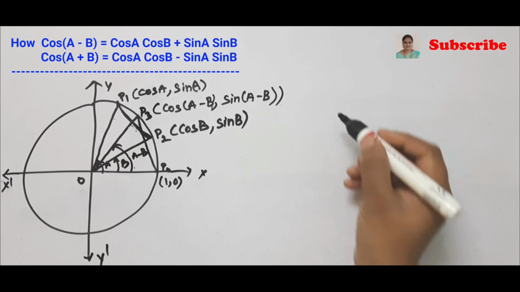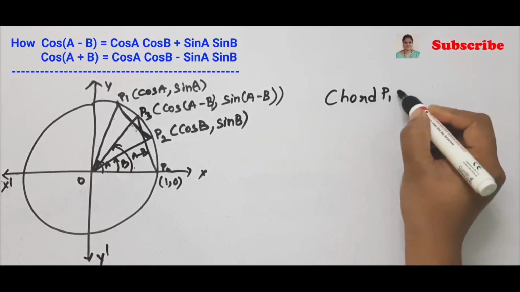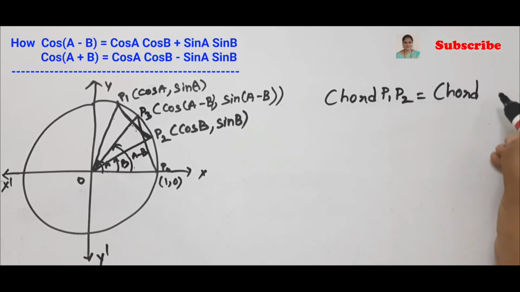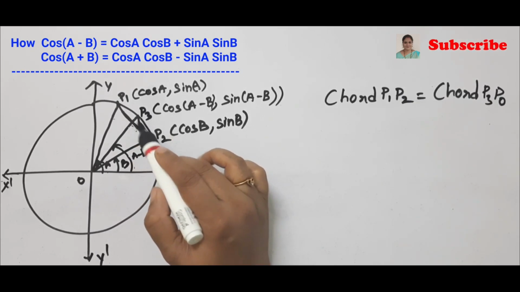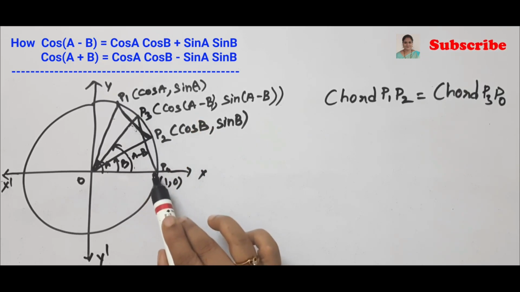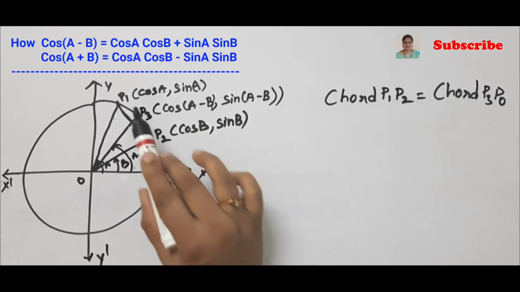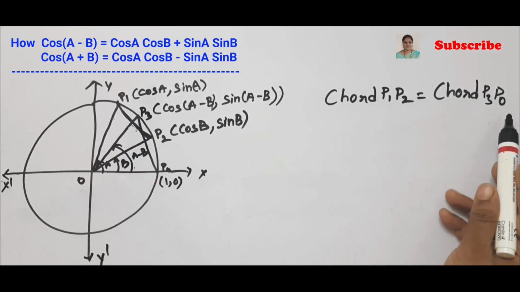So chord P1 P2 is equal to chord P3 P0. This is one chord, is it not? P1 to P2, we have drawn one line segment, so this is chord P1 P2. P3 to P0, we have drawn a line segment, so P3 P0 is one chord. So these two chords are equal. Chord P1 P2 is equal to chord P3 P0.